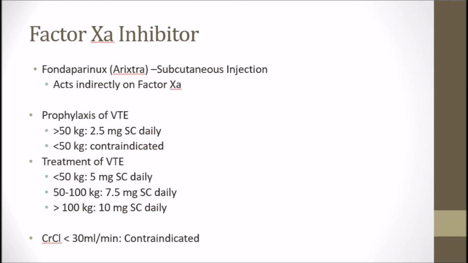For the treatment of VTE, if you weigh less than 50 kilograms, it would only be 5 milligrams sub-Q daily. Between 50 and 100 kilograms, 7.5 milligrams sub-Q daily. And greater than 100 kilograms, it would be 10 milligrams sub-Q daily. For renal insufficiency with creatinine clearances less than 30 milliliters per minute, fondaparinux is contraindicated.